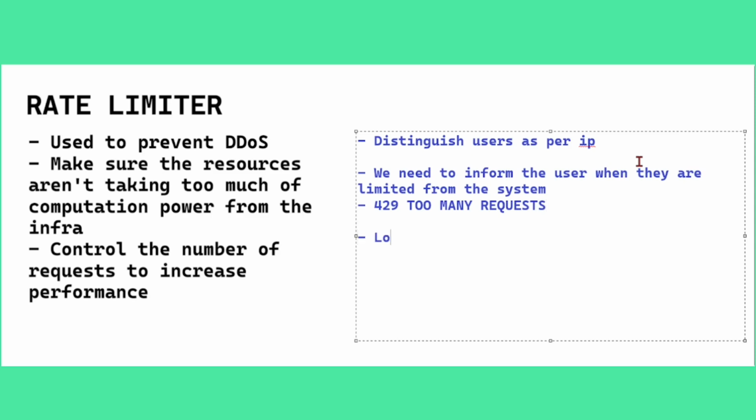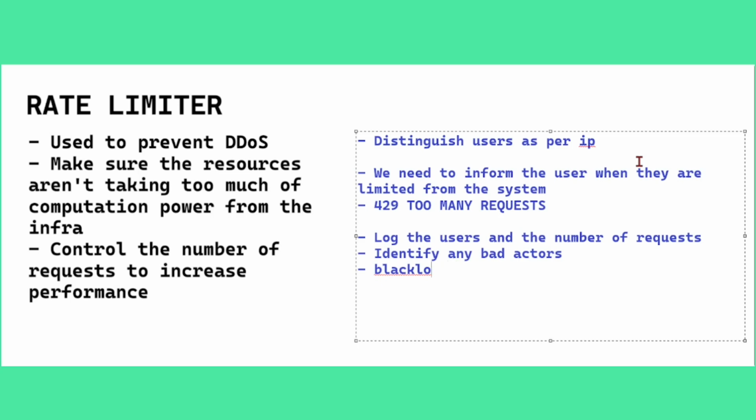Now we can also make sure that we log the users and the number of requests they make, as this will help us identify any bad actors. So for example, if there is a region, or a group of IPs which are trying to DDoS you, then we can definitely know that these are the group of IPs, and blacklist them on the basis of analysis. This way we can always make sure that we are safe.